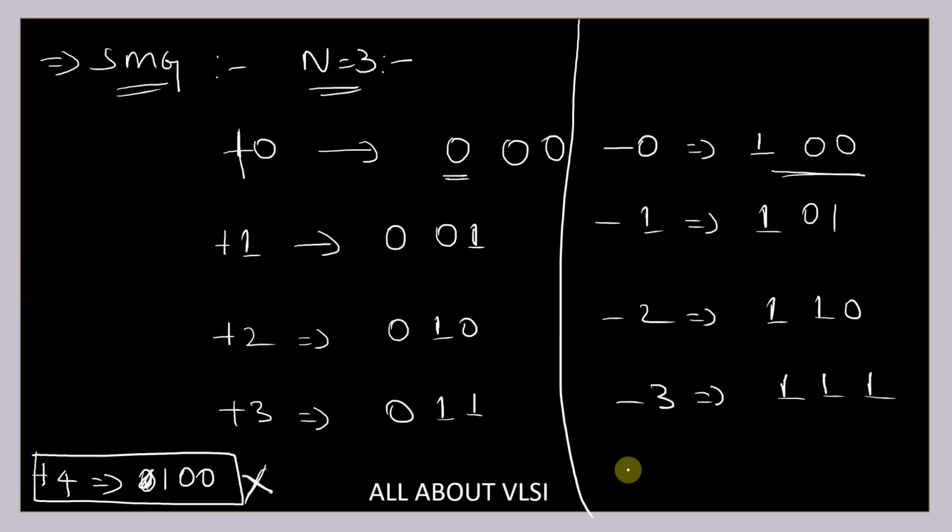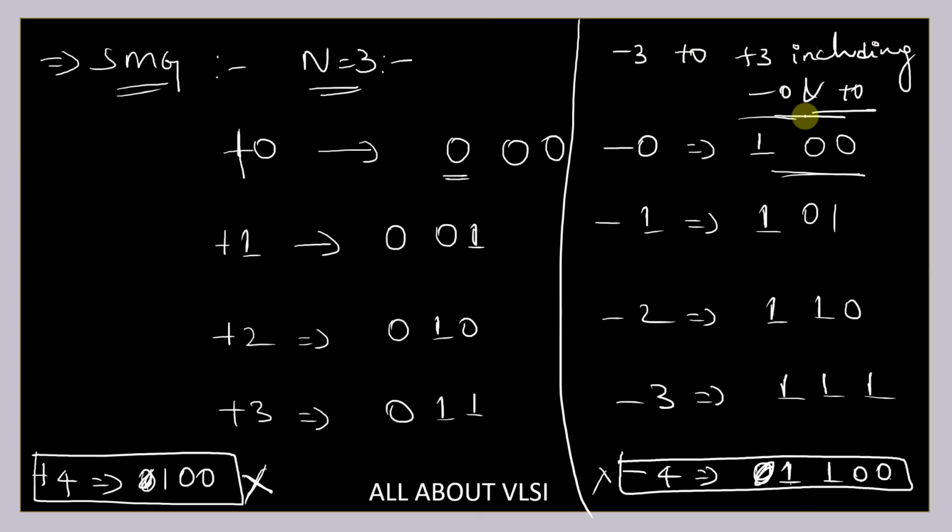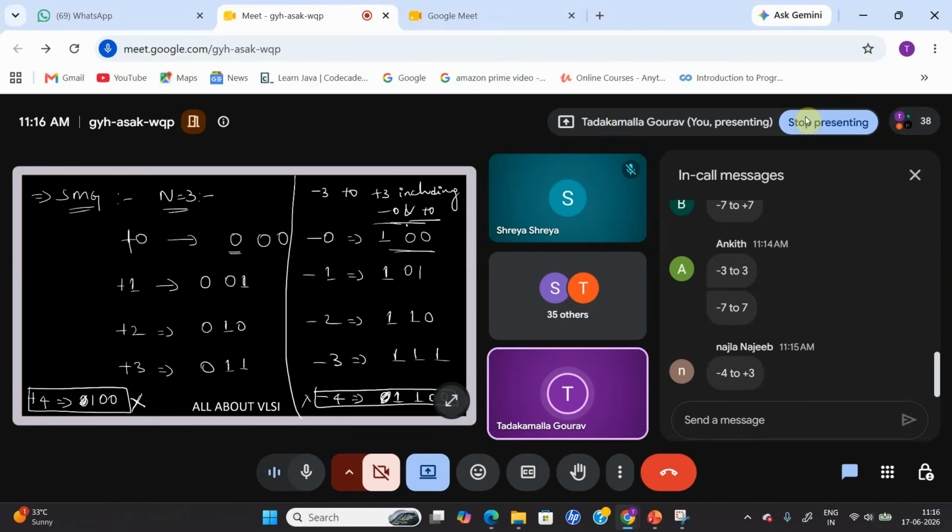Okay. Now if I want to represent minus 4, it should be written as 1100. You would need 1, 2, 3, 4 bits, but you only have 3 bits, right? This is also out of range. So the range of numbers which you can represent is from minus 3 to plus 3, including minus 0 and plus 0. This is the range of numbers which you can represent when n is equal to 3 in the case of SMG format. Is it clear for everyone?